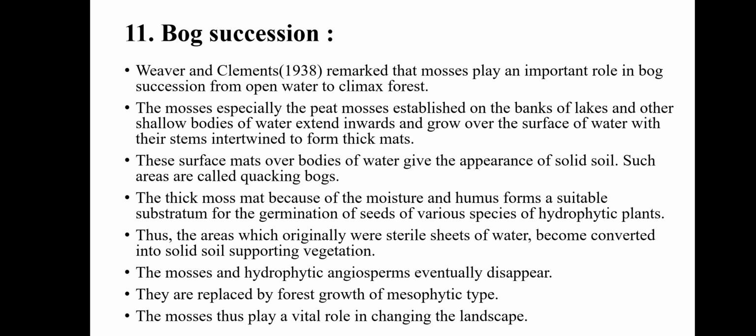The thick moss mat, because of the moisture and humus, forms a suitable substratum for germination of seeds of various species of hydrophytic plants. Thus, the areas which originally were sterile sheets of water become converted into solid soil supporting vegetation. The mosses and hydrophytic angiosperms eventually disappear. They are replaced by forest growth of mesophytic type. The mosses thus play a vital role in changing the landscape. And this progressive change of a landscape from bare land to climax forest is called succession, and moss plays an important role in this type of succession.